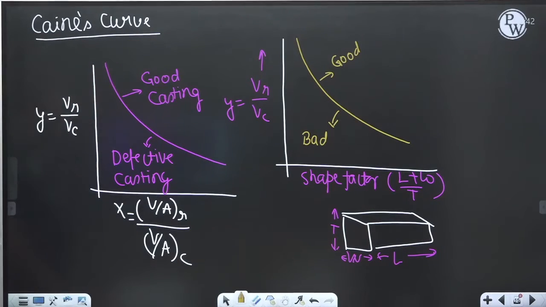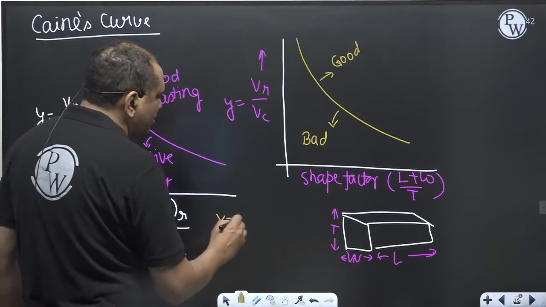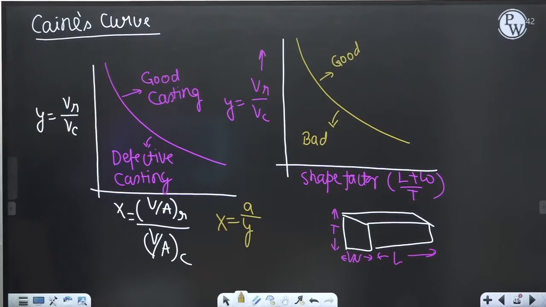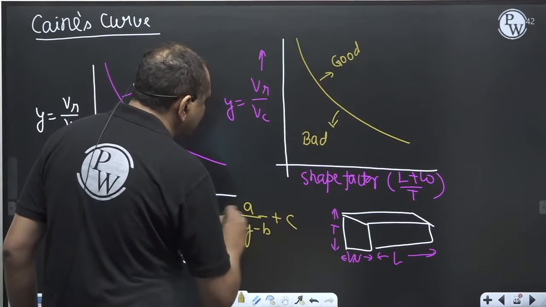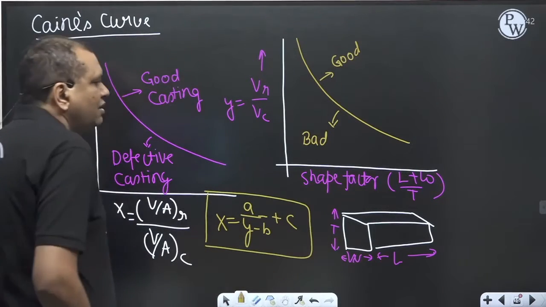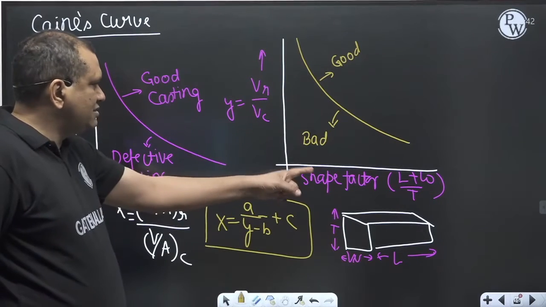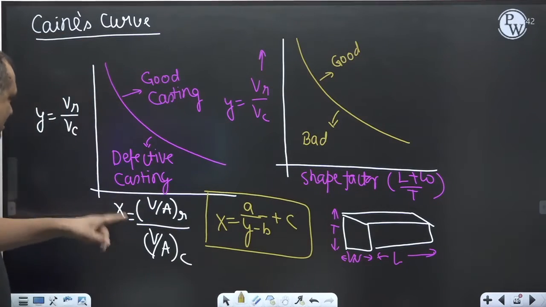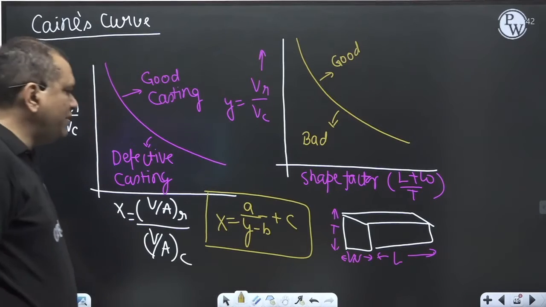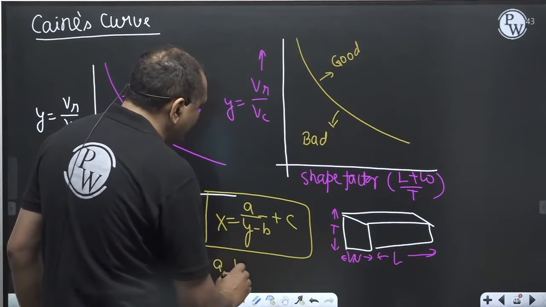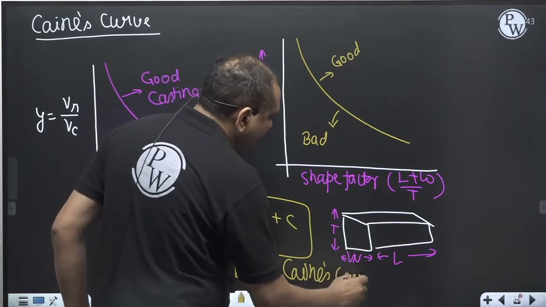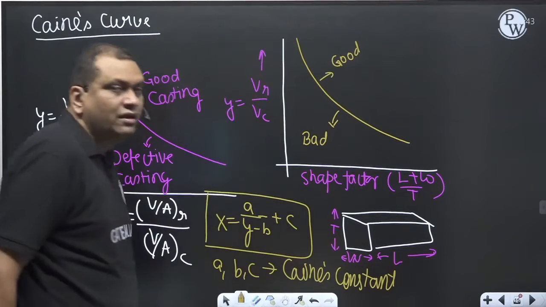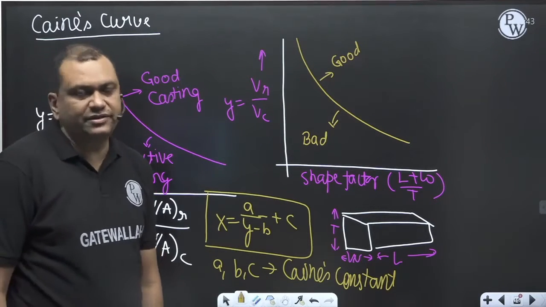The equation of this Caine's curve is, x is equal to a divided by y minus b, plus c. If it is a shape factor, x is this, y is this. Normally, this is x and this is y. A, b, and c are called Caine's constants.